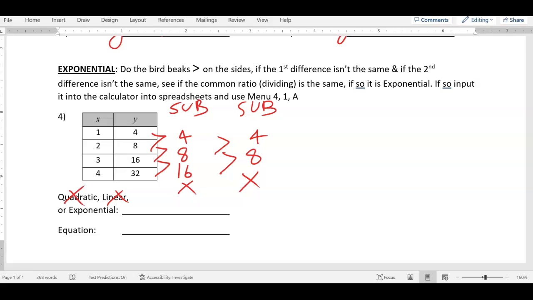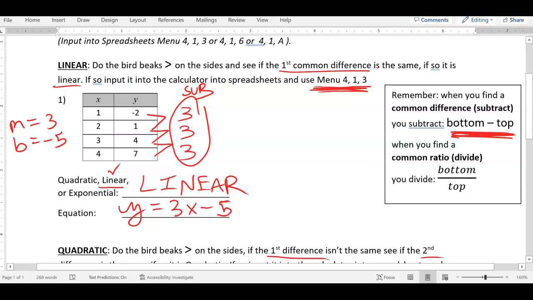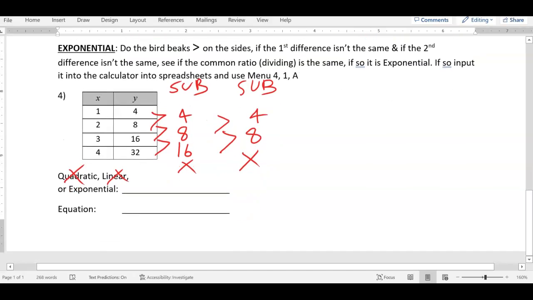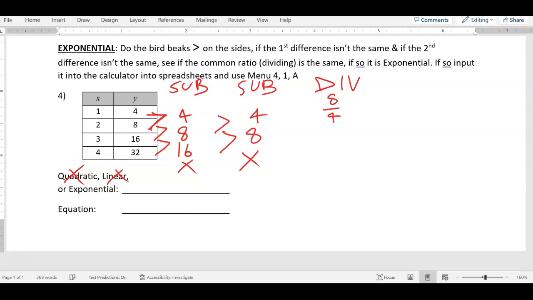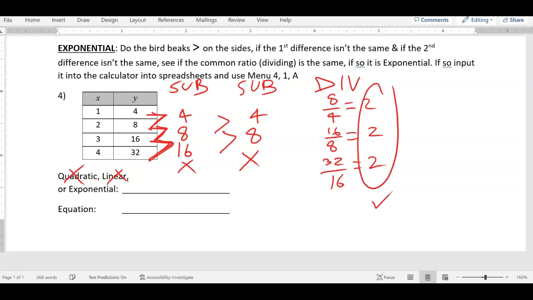Now, instead of subtracting, I'm going to scroll up here. We're going to try dividing. Remember, you do bottom divided by top when you find the common ratio. So let's divide. 8 divided by 4. 16 divided by 8. 32 divided by 16. What do each of these give me? 8 divided by 4 is 2. 16 over 8 is 2. 32 over 16 is 2. When you divide every one of those numbers, you get the same common ratio. So it has to be exponential.